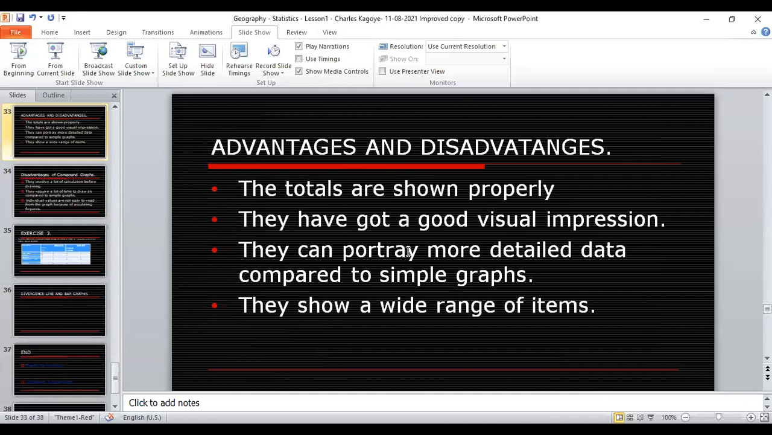Then the advantages are also there. The totals are shown properly. They have a good visual impression if well drawn. They can portray more detailed data as compared to simple graphs. And they show a wide range of items as compared to the other one.